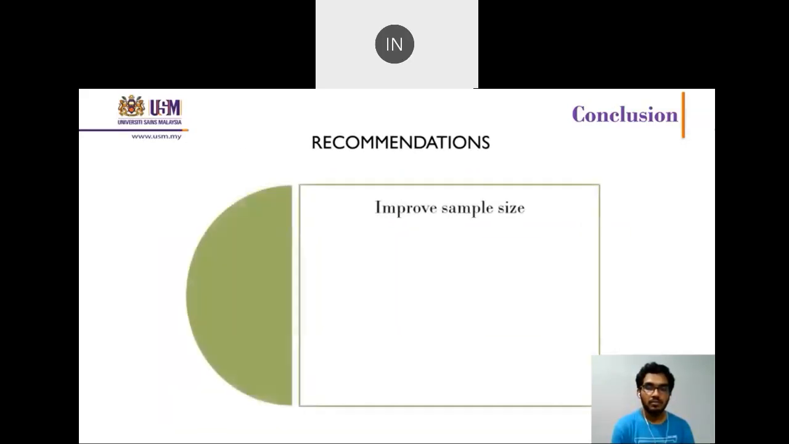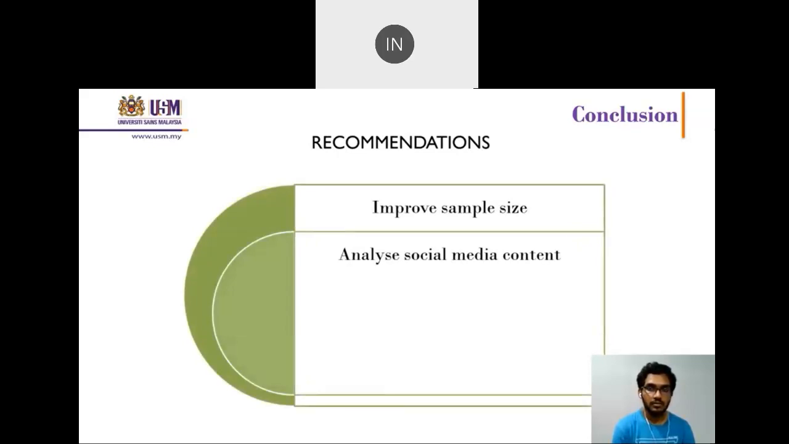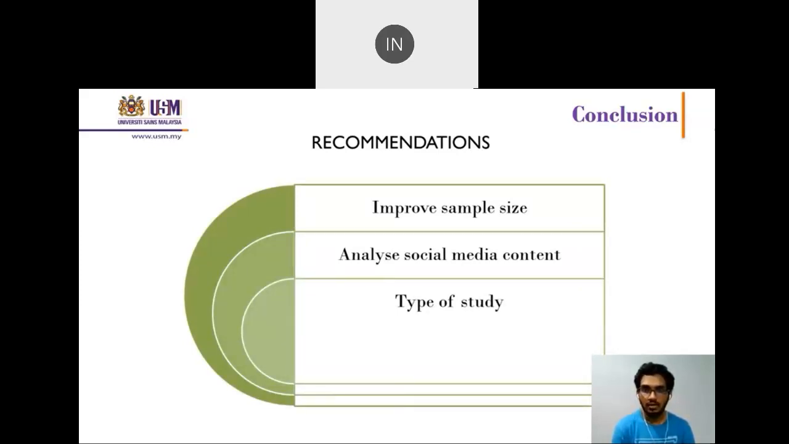There are three recommendations from the researcher. First, to improve sample size. Second, to analyze social media content. Third is to change the type of study from qualitative content analysis to qualitative study of interviews, which will yield raw and unrefined data, unlike the content analysis of the online news reports. Fourth is to employ intercoder reliability.